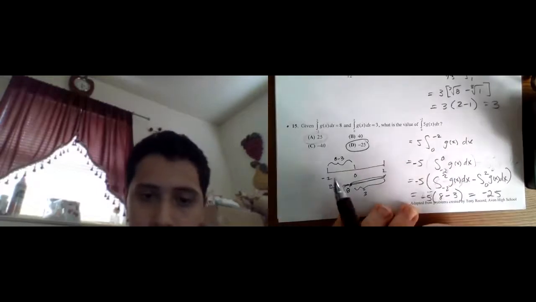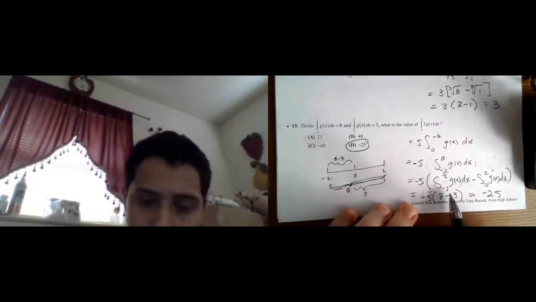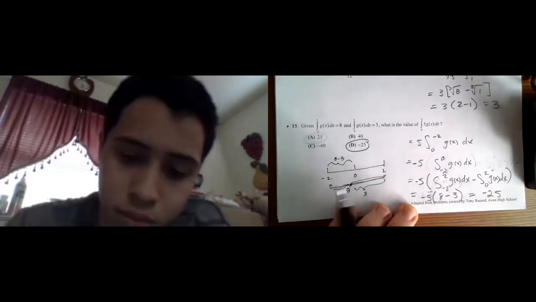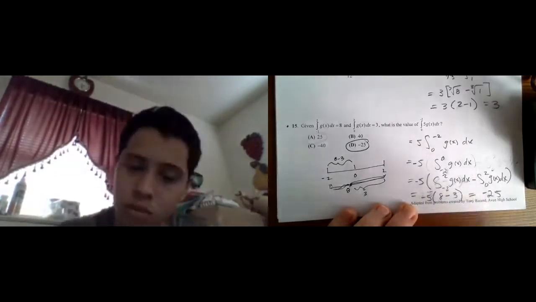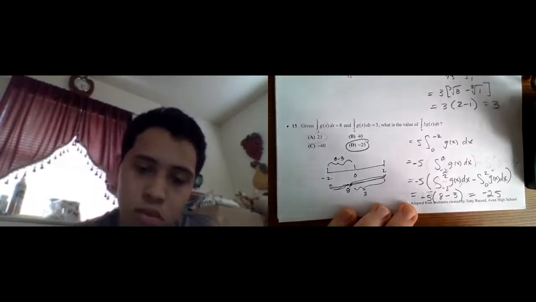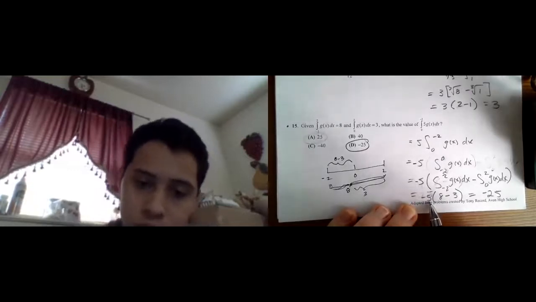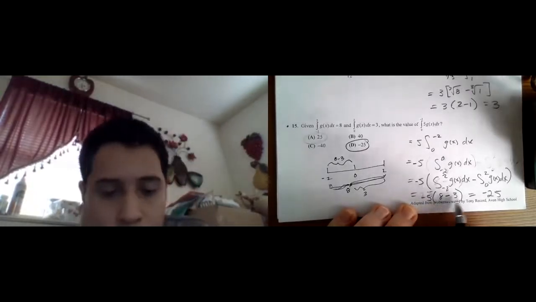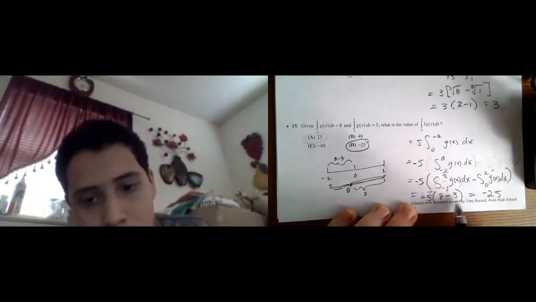So that's what I did here. If I want to go from -2 to 0, that's the one we want. I take the integral from -2 to 2, that's the whole, and subtract the part I don't want, 0 to 2. So there's the -5 for flipping the limits of integration factored in: -5 times the 8 minus 5 times the 3, which is -25.